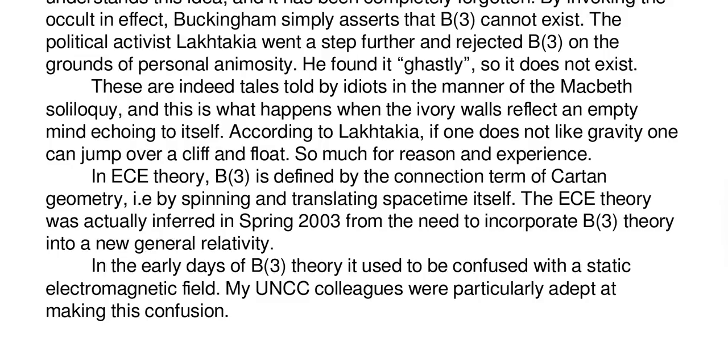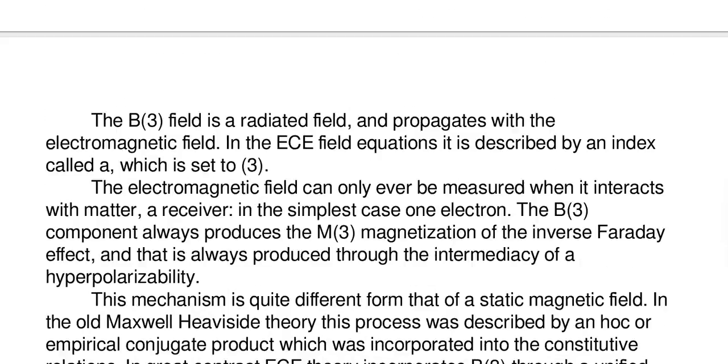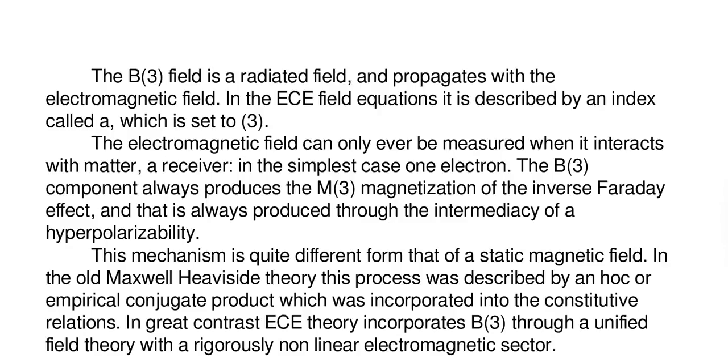The ECE theory was actually inferred in spring 2003 from the need to incorporate B3 theory into a new general relativity. In the early days of B3 theory, it was confused with a static magnetic field. My UNCC colleagues are particularly adept at making this confusion. The B3 field is a radiated field and propagates with the electromagnetic field. In the ECE field equations, it is described by an index called A, which is set to 3.